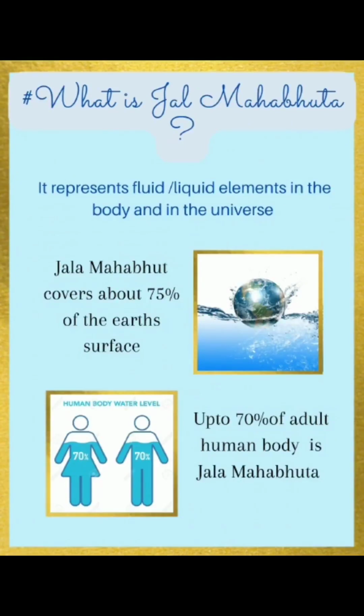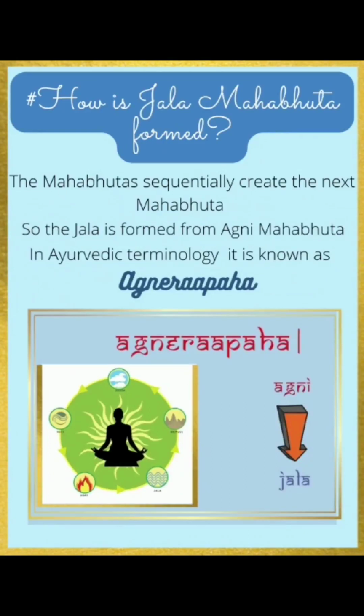So now, what is Jala Mahabhuta? It represents the various fluid or liquid elements in the body, such as saliva, gastric juice, lymph, blood and water. Water is one of the most basic and important elements that help in human survival. Jala, as we say in Ayurvedic terminology, covers about 75% of the earth's surface and up to 70% of an adult human body. So now the question arises: how is Jala Mahabhuta formed?